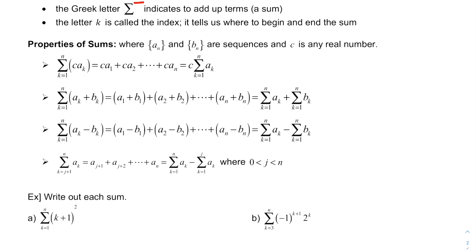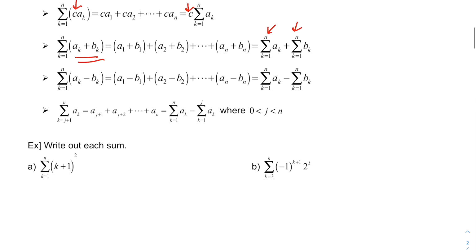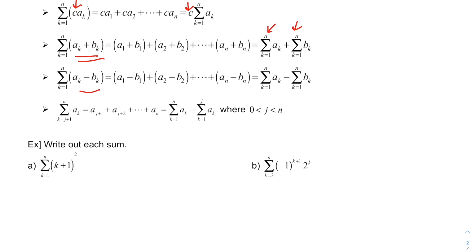Sums have some nice properties, and by the way, these sums will be making a reappearance. Probably you'll see a little bit in Calculus 1, and then you'll see a lot more of these in Calculus 2. So if you have a constant multiple inside your sum, you can bring it out. If you're adding up 2 sequences, you can add them separately. Same with subtraction.